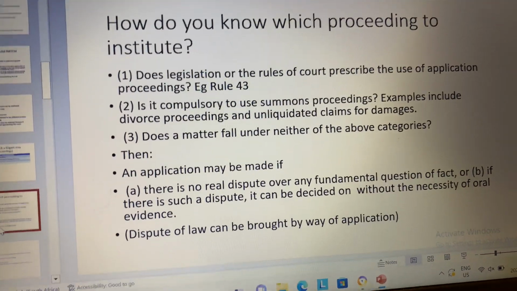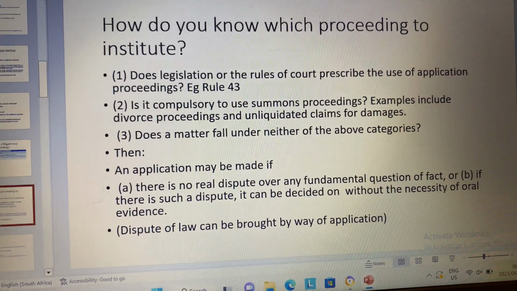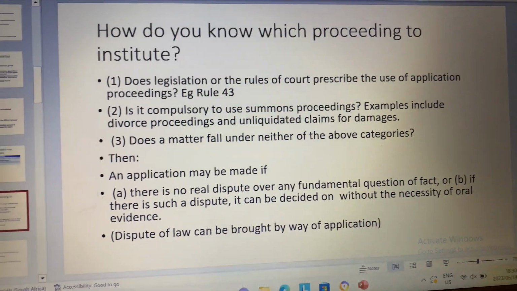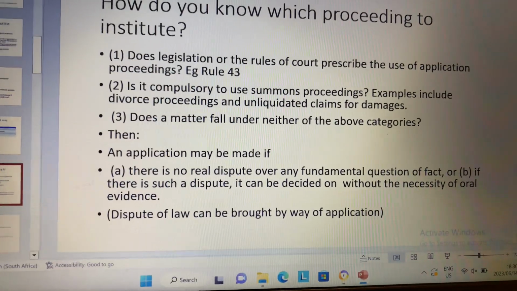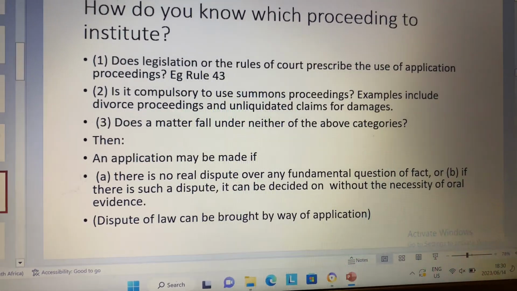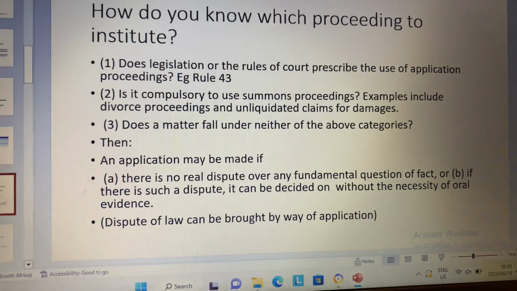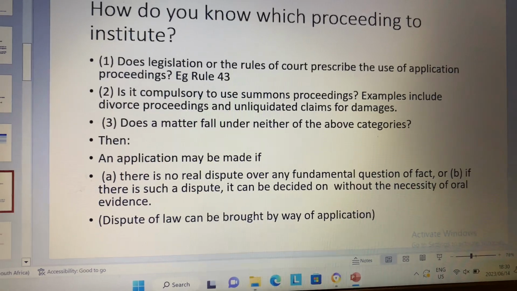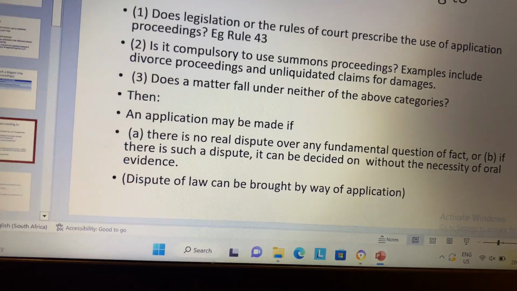But with your application proceedings, everything is done on paper, everything is argued on paper. So if there is a real dispute of fact, that means you're going to need to argue it out. So it's obviously your action proceedings, which are your summons. And if there is no dispute of fact, you can go ahead and use your application proceedings. Sometimes you find out that there is a dispute of fact, but it can be solved without any oral evidence. Then you can proceed by way of application.